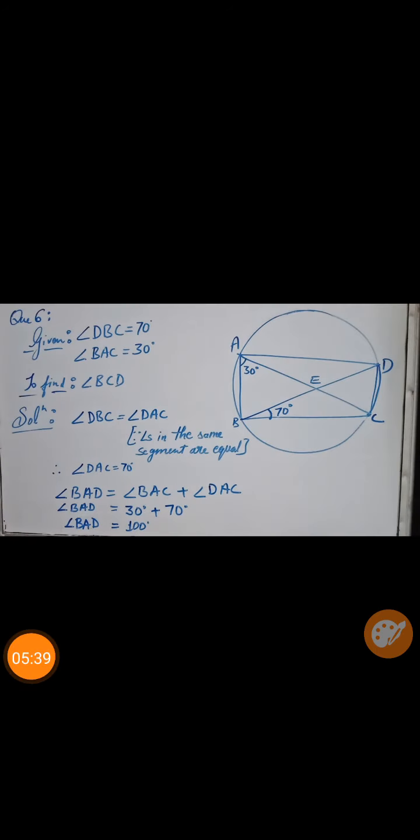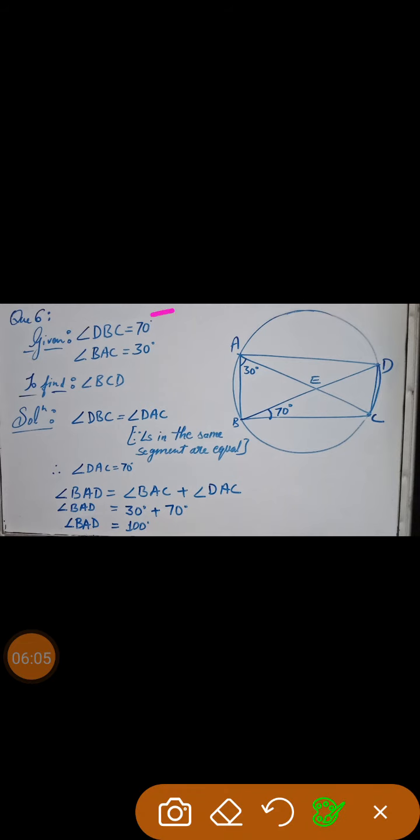Now the next question is question number 6. ABCD is a cyclic quadrilateral whose diagonals intersect at a point E. If angle DBC is 70 degrees and angle BAC is 30 degrees, find BCD. Firstly we need to find BCD, and then some more things are given. Firstly we are finding this only. So we are writing whatever is given in the question and what we are going to find. Now see the angle DBC.